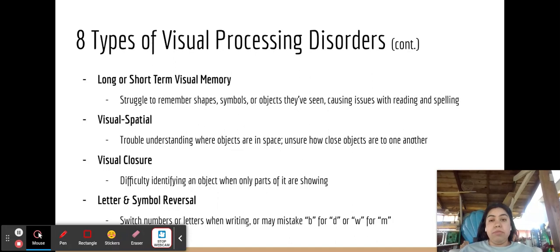Long or short term visual memory, where the student may struggle to remember shapes, symbols, or objects they've seen, causing issues with reading and spelling. Visual spatial, where they have trouble understanding where objects are in space, they're unsure how close objects are to one another. Visual closure, where they have difficulty identifying an object when only parts of it are showing; and letter and symbol reversal, where they switch numbers or letters when writing, or they may mistake B for D or W for M.